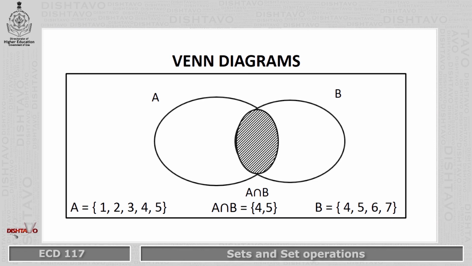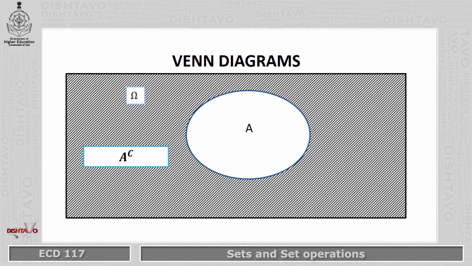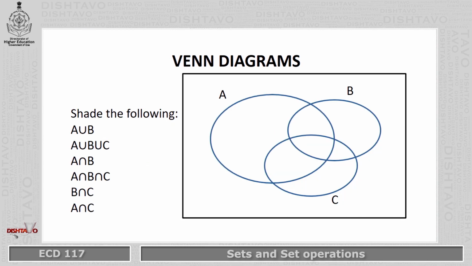Then we have A intersection B, which is nothing but the common part between them. So you see the common part between them is 4 and 5. Then we have the subset. You see 4 and 5 are here and they are part of A, therefore, we can say that B is a subset of A, and hence that A is a superset of B. Finally, we have a complement, which is all these points that exist in the universe which are not in A, that is a complement. So, this is something for you to do.